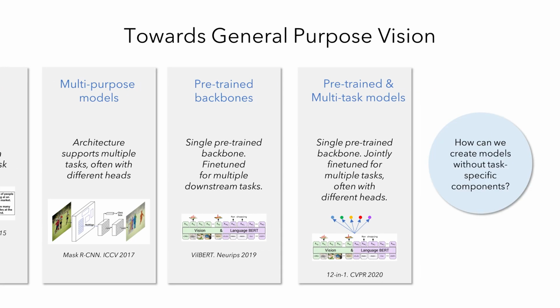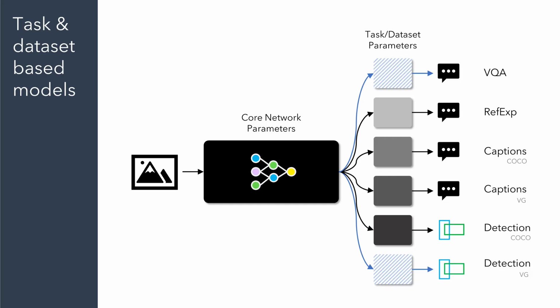So when my colleagues and I started to look into how we can create more vision-based general purpose systems, the first question we asked was how can we create models that don't have these task-specific components? What I mean by that is that traditionally when you created a vision system, even this kind of multitask vision system, you'd have an image going in, you'd have some core network parameters that create an encoding of the image, and then you'd have a decoder not only for every different kind of task, but also for the data distribution that they're learning on. So you might have one for referring expressions, another one to produce captions on the COCO data set, another one to produce captions on the visual genome data set.